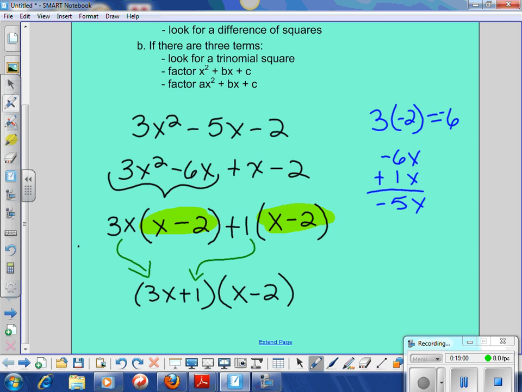So once again, I know this is tough. I'm going to refresh it. What you need to take is your first coefficient times your last coefficient, find what that equals, and then rewrite that middle term into two terms that will still add back to that term, but make compatible numbers that we can work with.